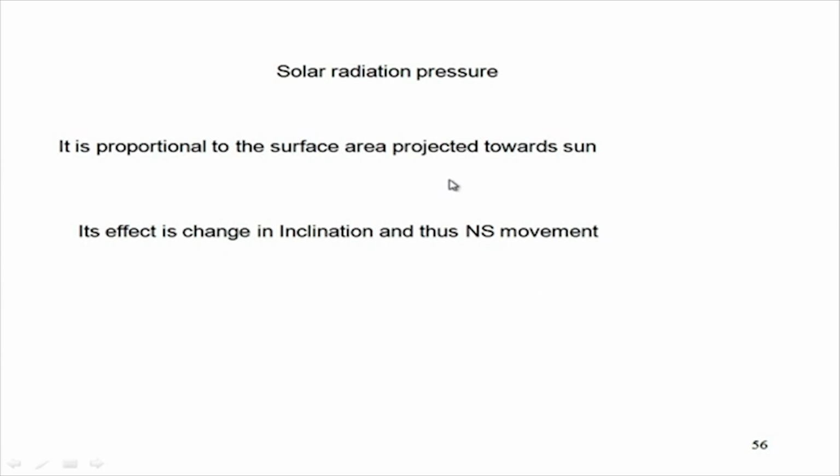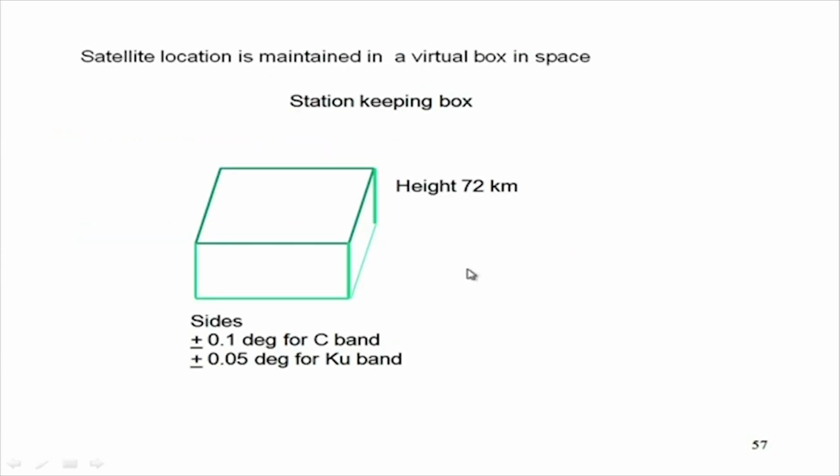There is also solar radiation pressure, which is proportional to the surface area projected towards the Sun. Its effect also causes north-south movement. So, with all these things, operators think of a virtual imaginary box called the station keeping box, which has a height of 72 kilometers, and sides measured from the center of the Earth. It is about plus minus 0.1 degree for C band, and plus minus 0.05 degree for Q band.